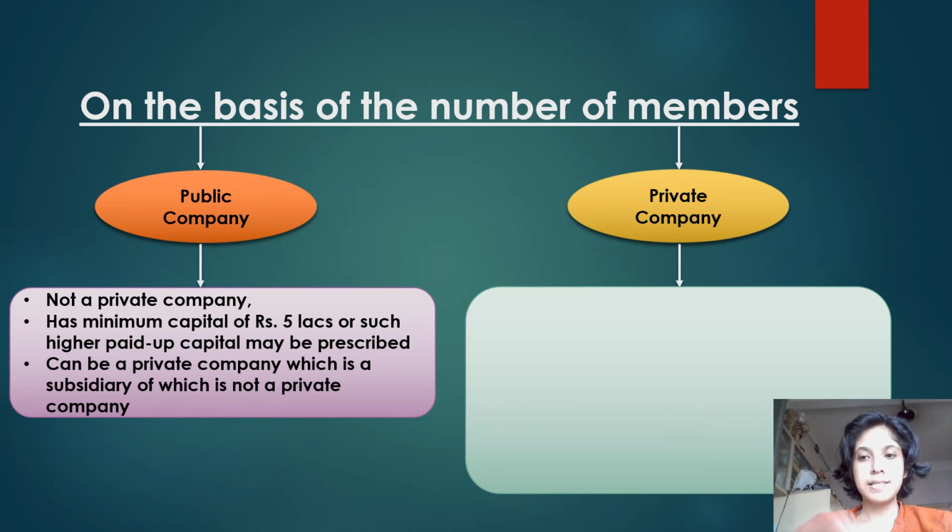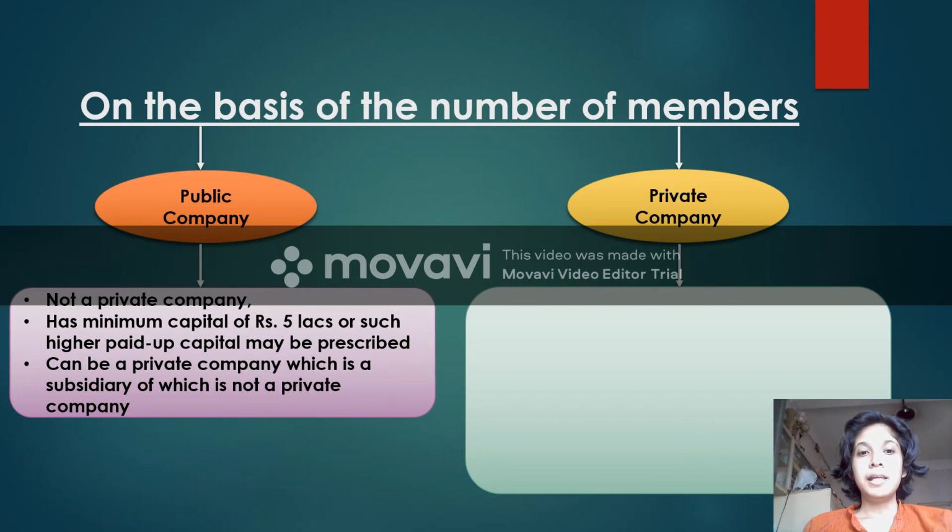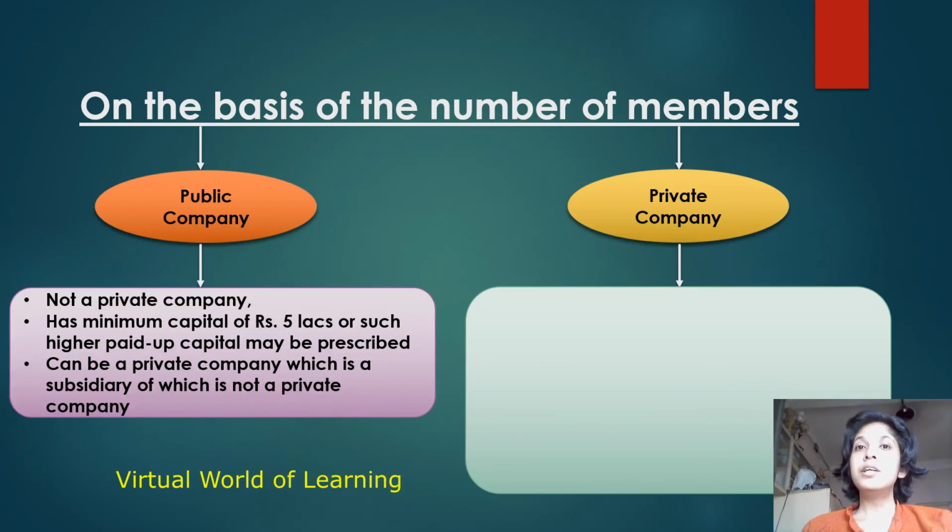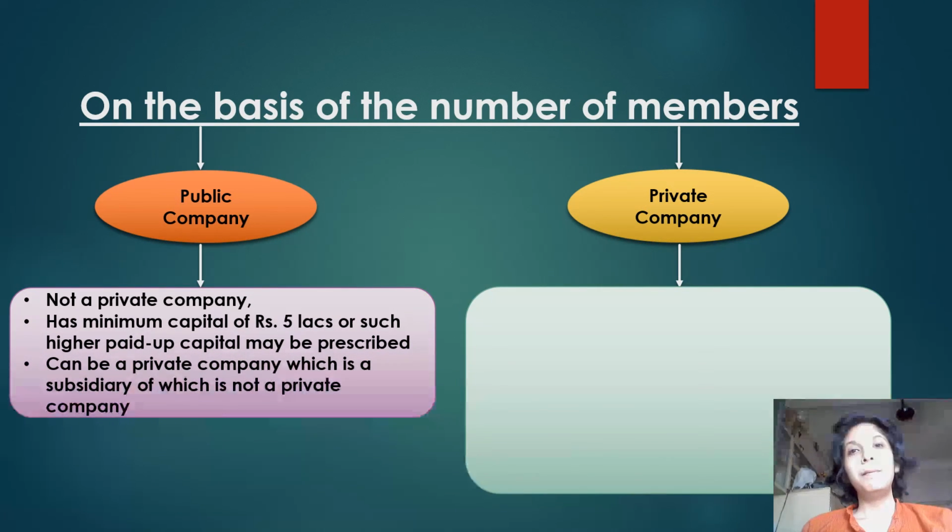Next one is, it can be a private company which is a subsidiary of a company which is not a private company. It means what? That if a private company is opened under a public company, then that private company also becomes a public company because it is under the public company.